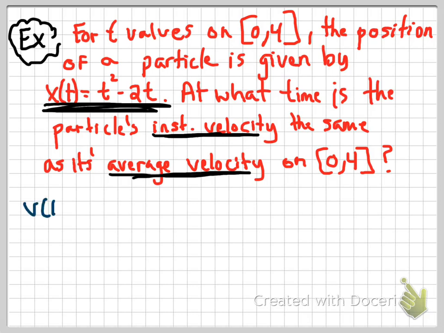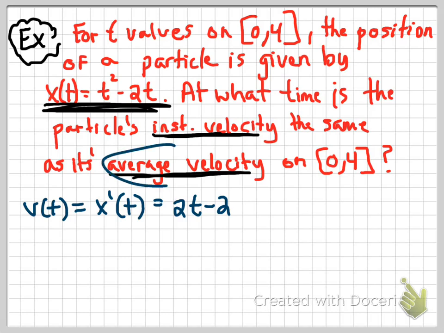Velocity instantaneously is the same as x prime of t. So what I'm going to do is derive this function. I'm going to use the power rule, get the derivative, and this thing, t squared minus 2t, is going to equal 2t minus 2. And we're also at the same time going to figure out what's the average velocity.